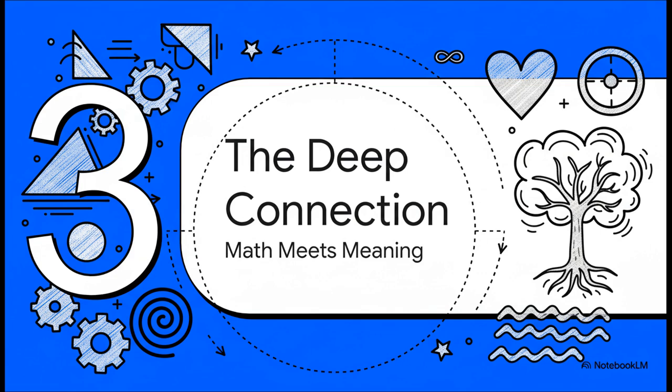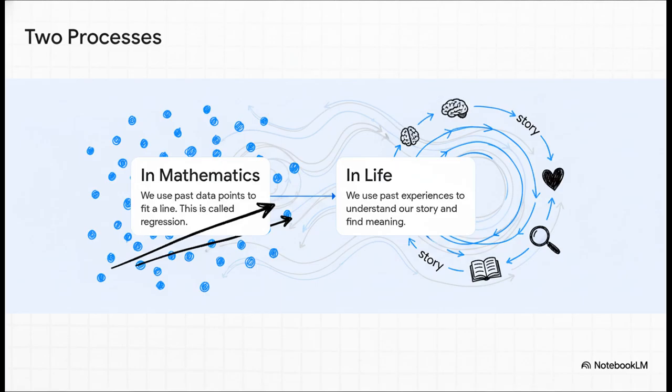All right, let's bring this all home and look at this deep connection we've uncovered, this place where the cold logic of math and our very human search for meaning perfectly reflect one another. The parallel here is just incredible. In mathematics, the process of finding that one best-fitting line through a set of past data points has a name. It's called regression. And in life, we do the exact same thing, don't we? We look back at our past experiences, our data points, to understand our own story, to find the meaning, to discover our own personal line.